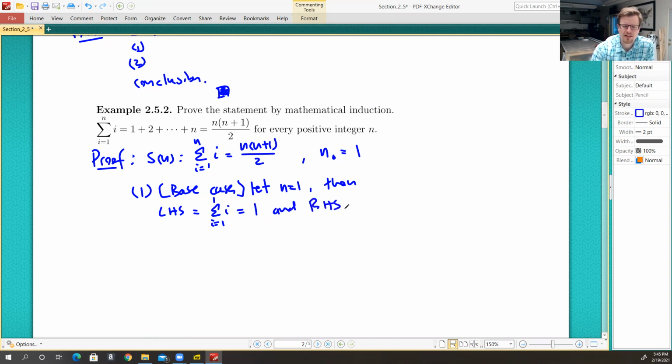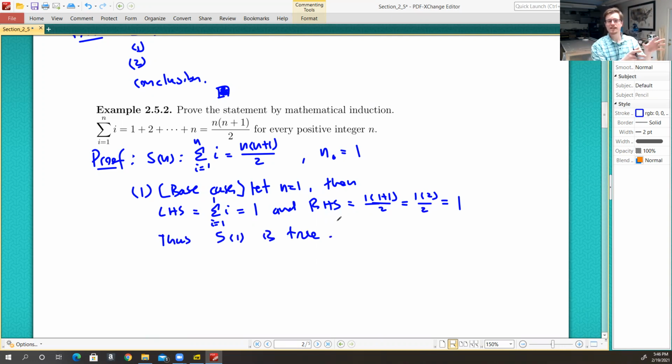And the right-hand side in this case is equal to, we're letting n be equal to 1, so this is 1 times 1 plus 1 divided by 2. And it's a good idea to show the plugging in of the value for n, right? I plugged in 1 for n. Here's what I get. If you want to show some algebra, great idea, right? 1 times 1 plus 1 is 1 times 2, still divided by 2, of course. The 2's cancel out, so it's just 1. Thus, S of 1 is true.